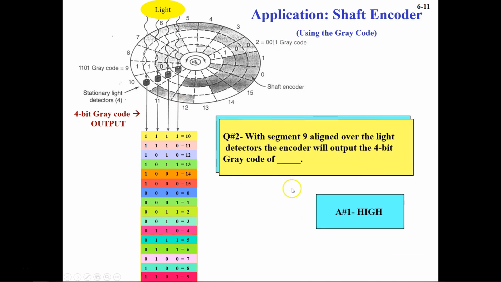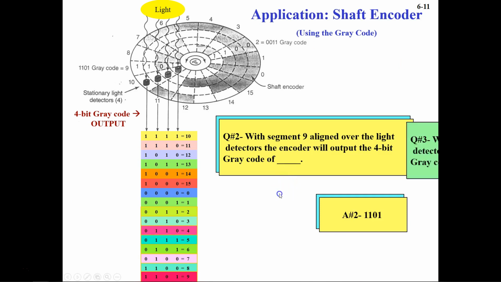Second is, with segment 9 aligned over the light detectors, the encoder will output the 4-bit Gray code of. So at segment 9, we have to look here. So you see at 9 we have 1101. So 1101 is going to be our output. So our answer is going to be 1101.